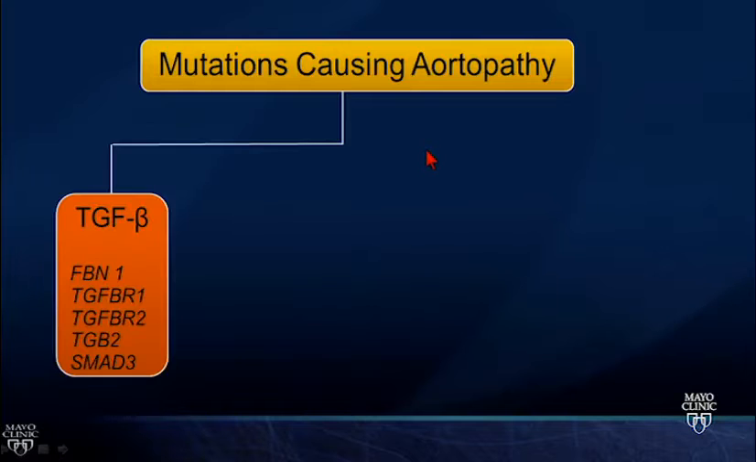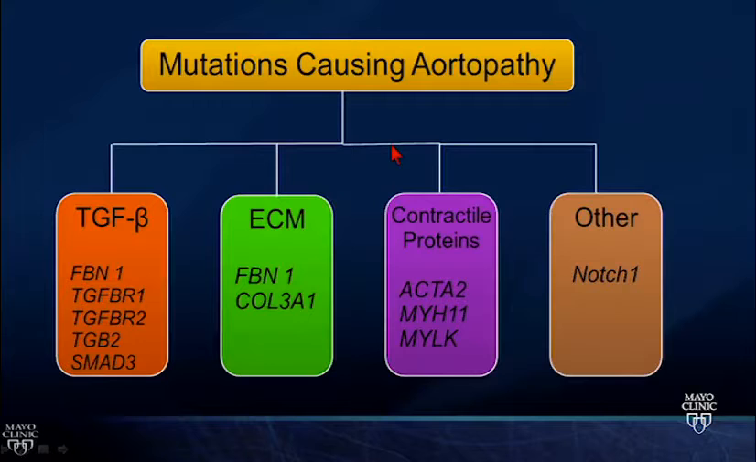Now, the mutations that cause aortopathy are in these four groups. They're signaling pathway, especially TGF-beta with a number of proteins, extracellular matrix proteins, and you'll notice that fibrillin-1 is in both of these categories because not only is it a structural protein, but it's also a big regulator of TGF-beta. This is an important one that we'll talk about. And then the contractile proteins, actin and myosin, have mutations. And then there are other ones. Notch1 is a developmental pathway that can go wrong and cause aortopathy.